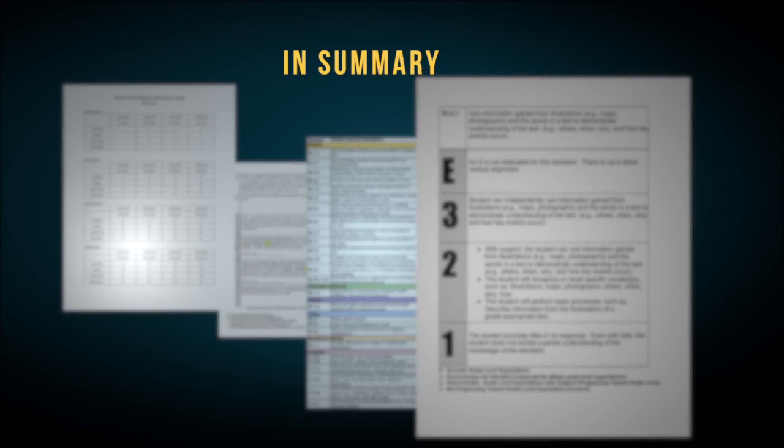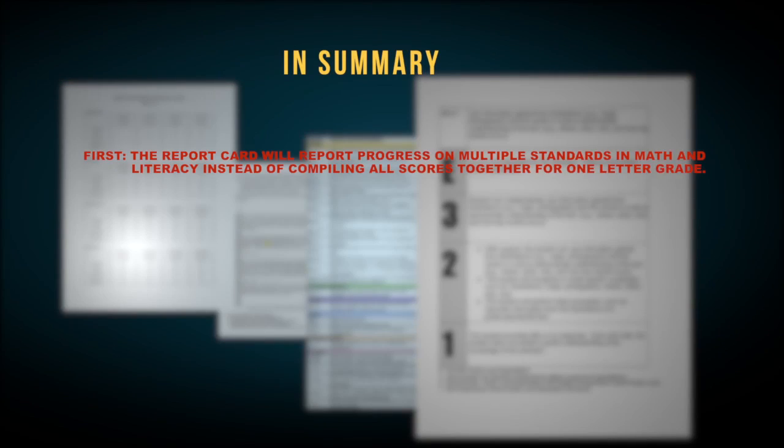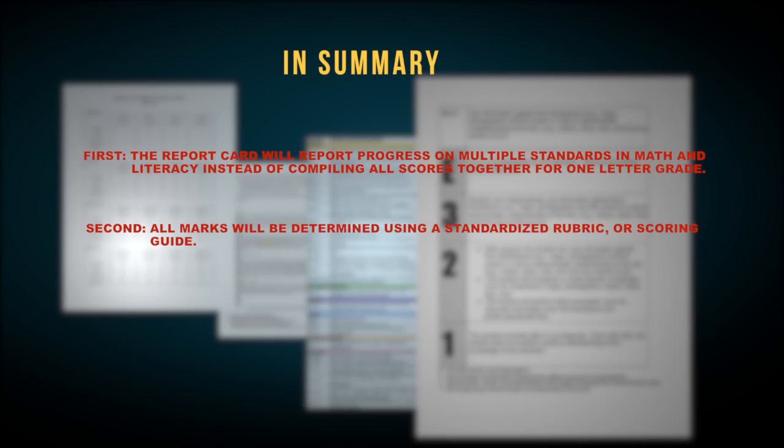In summary, we've discussed 3 major changes in the way we will report student progress. First, the report card will report progress on multiple standards in math and literacy instead of compiling all scores together for one letter grade. Second, all marks will be determined using a standardized rubric or scoring guide. Third, grades will be reported using new scoring indicators 3, 2, 1, and E.